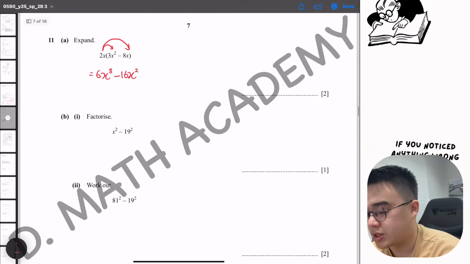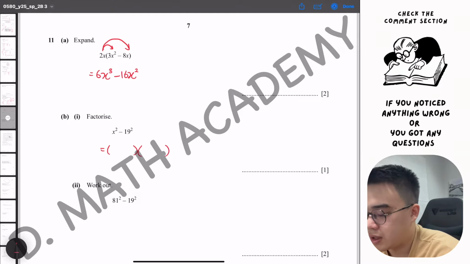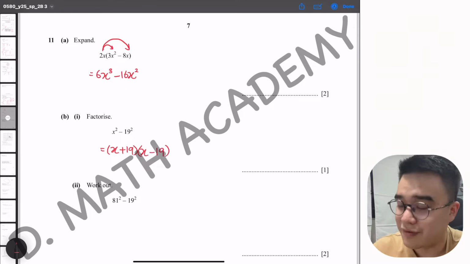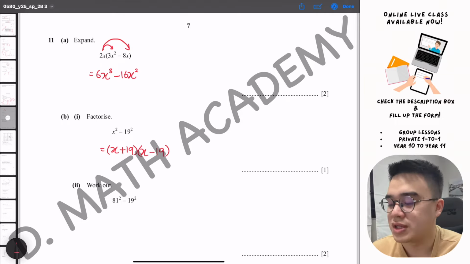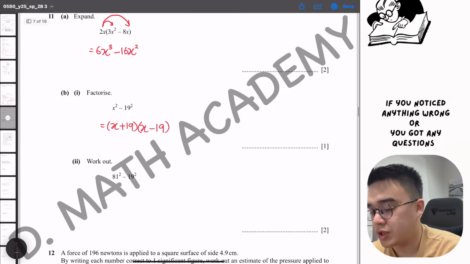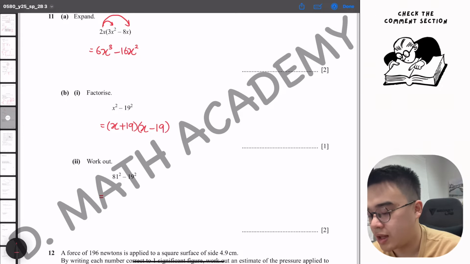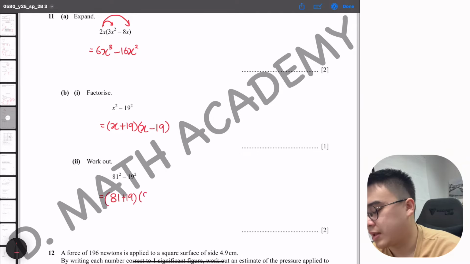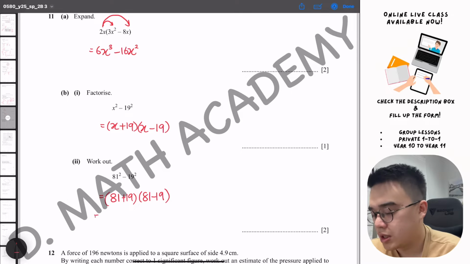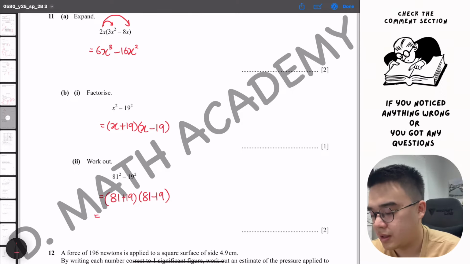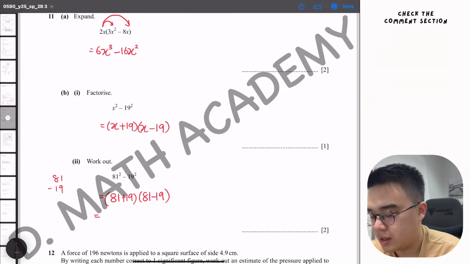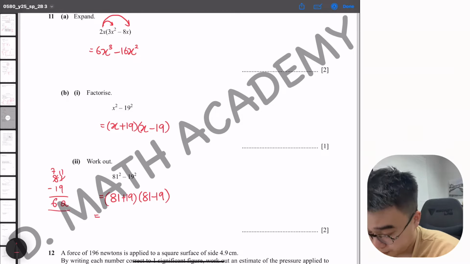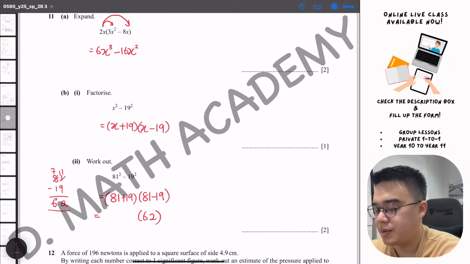When it comes to factorization, you have to split it into two brackets here. You have x plus 19 and x minus 19. We finally have the chance to test you on this concept that we always ignore here, which is if x was given as 81 today, all you have to do is take 81 plus 19 and 81 minus 19 to work out the answer. So you actually get 81 minus 19, which gives 62, and you get 262 for one of them. Then on the other side, when you add it up, it will become 100.